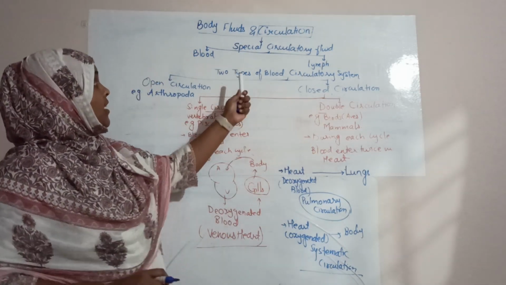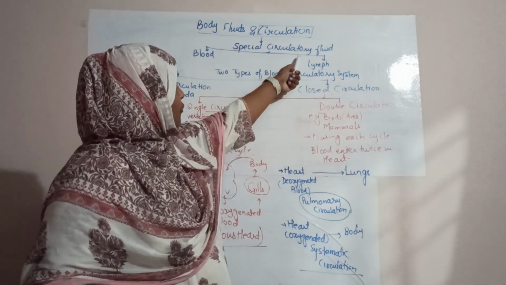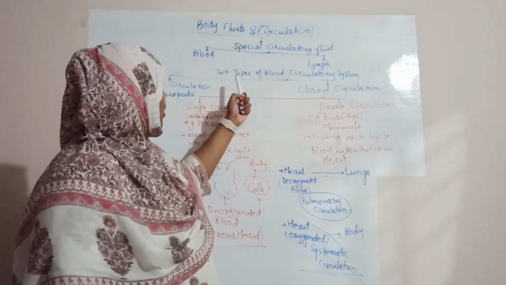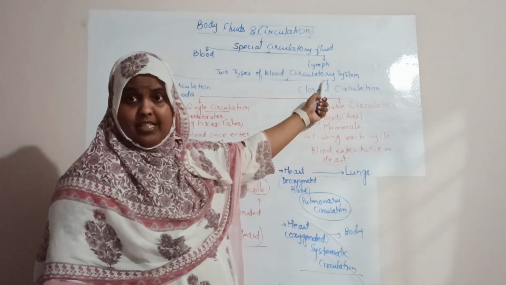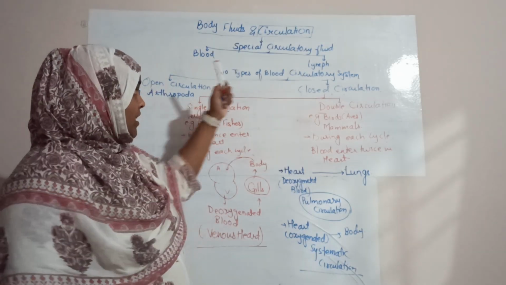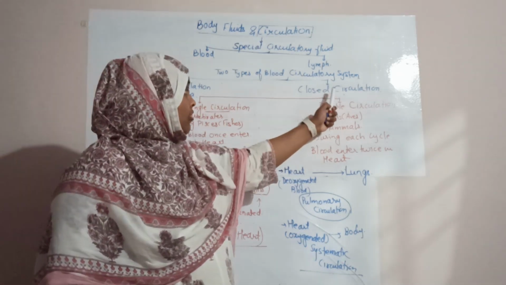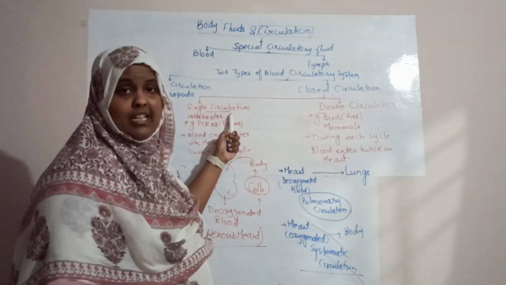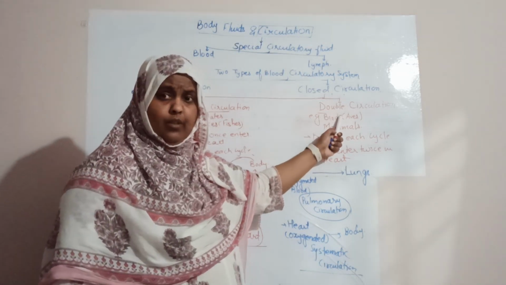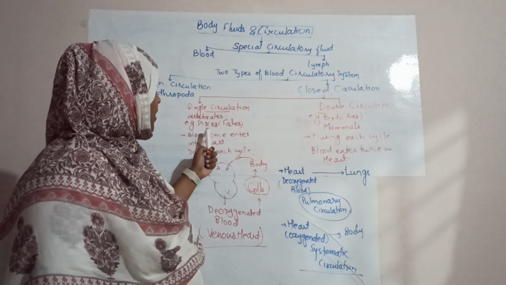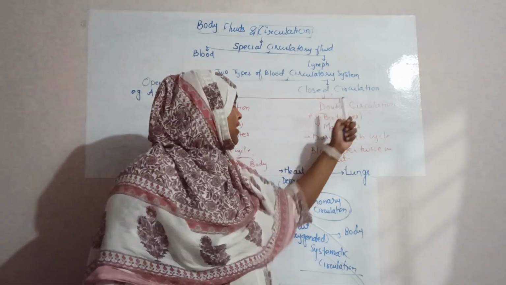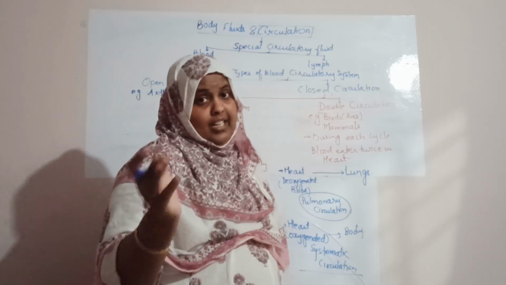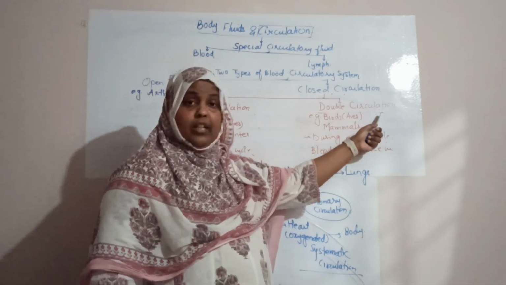Yes or no? So we studied two types of special fluid, blood and lymph. Particularly in higher organisms, two types of blood circulatory system are present. One is open, the second one is closed. The closed circulatory system is divided into two types. Which ones? Single circulation and double circulation. Single circulation, example Pisces. Double circulation, example birds and mammals. But in the case of reptiles, crocodile and alligator, they also have double circulation.